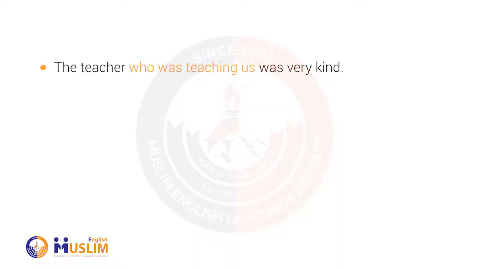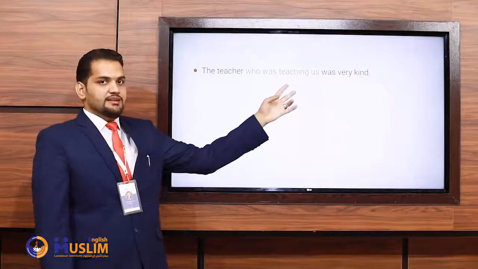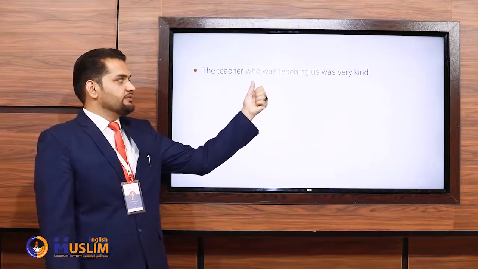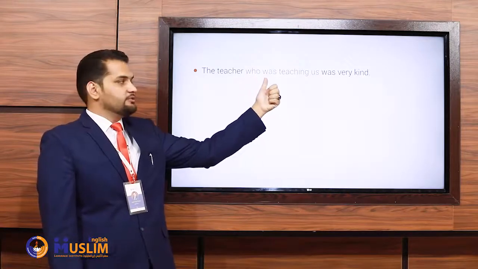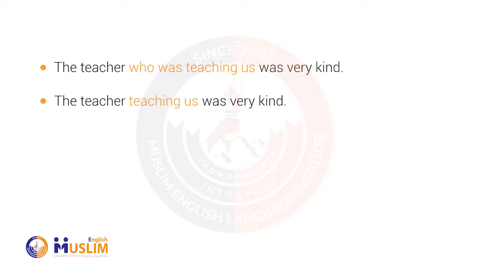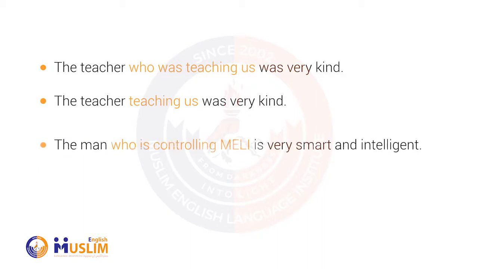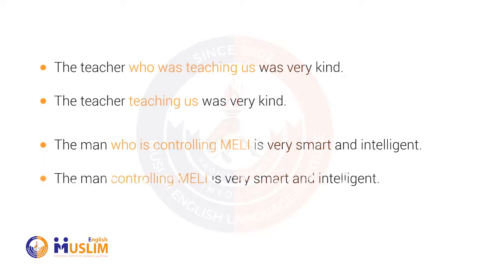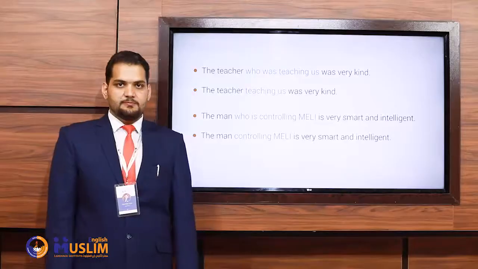Let's have some more examples. The teacher who was teaching us was very kind. Who was teaching us? As I told you, you have to remove the relative pronoun and the to be verb. So what do we have? The teacher teaching us was very kind. Next, the man who is controlling Melly is very smart and intelligent. The man controlling Melly is very smart and intelligent.